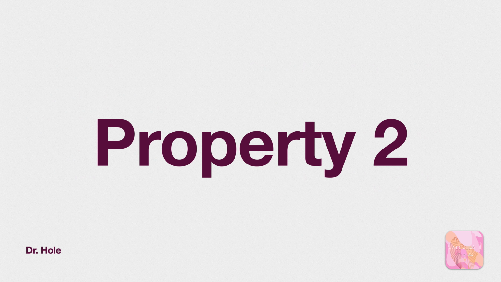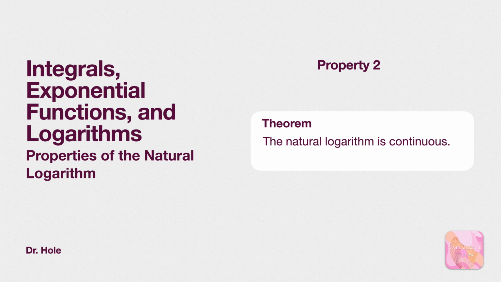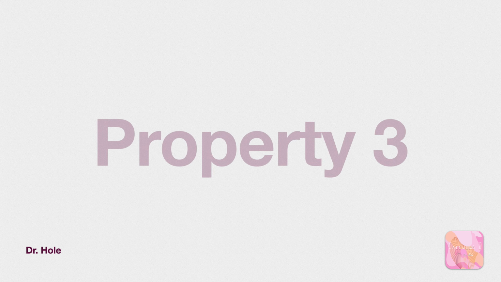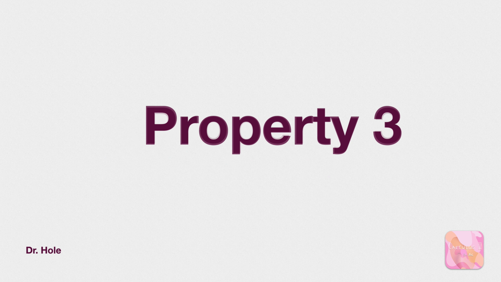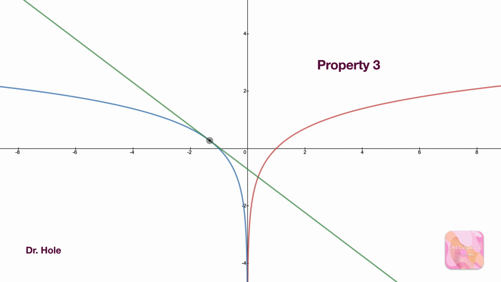That was property 1. The derivative of ln is 1 over input. Property 2. The natural log is continuous. Well, the natural log has a derivative, and differentiable functions are continuous. So the natural log is continuous. Moving on, property 3. Let's watch a video again.